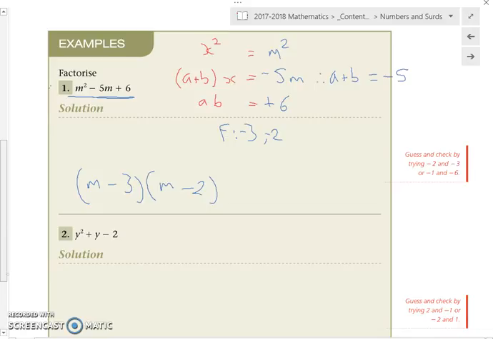Cool? But sometimes you have to try a couple of the factors to work out. 6 is a nice easy one because there's only 2 sets of factors, 1 and 6, 2 and 3. Cool? Other ones, you may have more than one set of factors. Make sense?